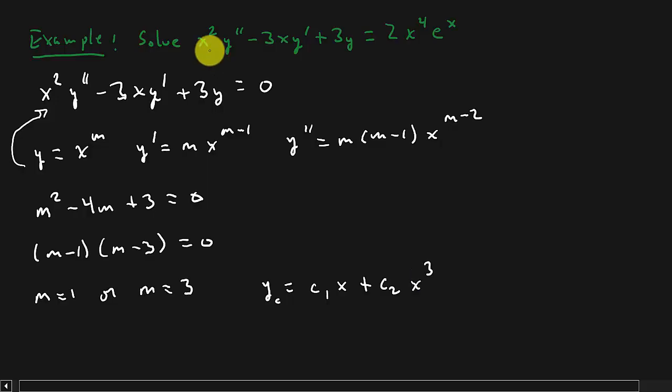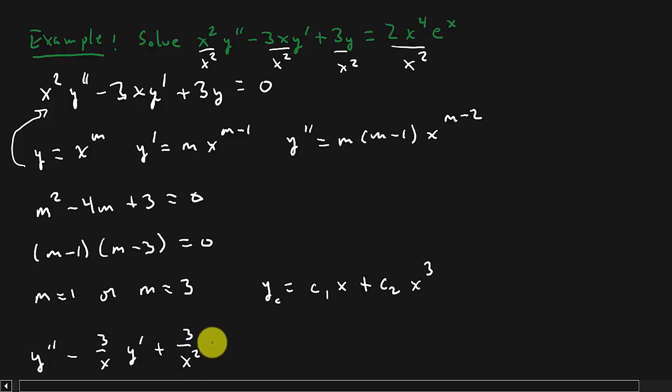So now I need to solve this equation. I need to do my particular solution. So the first thing I'm going to need to do is divide everything by x squared. Okay, that's what we've got to do first. So that's going to give me y double prime minus 3 over x y prime plus 3 over x squared y is equal to 2x squared e to the x.